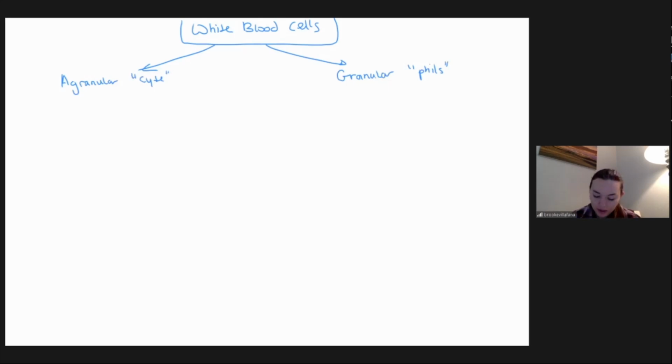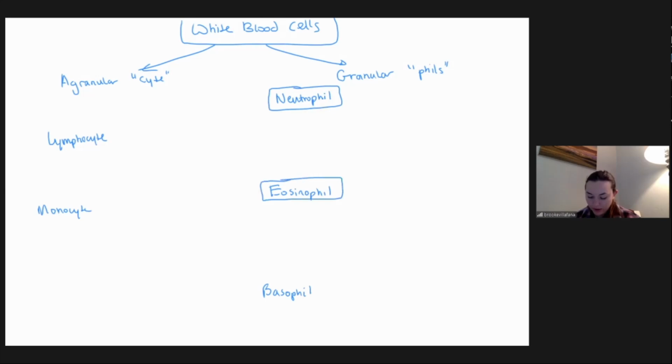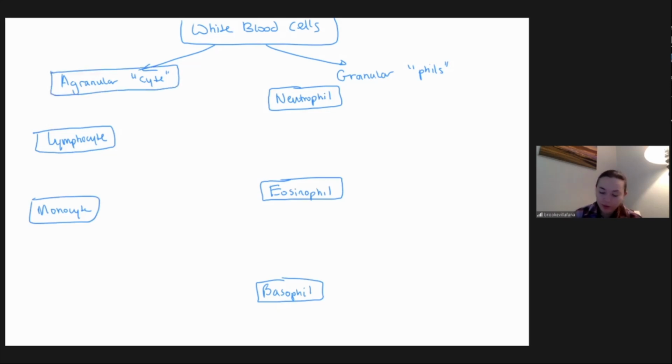Our mnemonic is never, that's neutrophil, let, lymphocyte, monkeys, monocyte, eat, eosinophil, bananas, basophil. I'm drawing them over here because I want to put all my granulars together as phils. And then over here, I have my cytes as agranular. But just make sure you remember that mnemonic. Never let monkeys eat bananas.